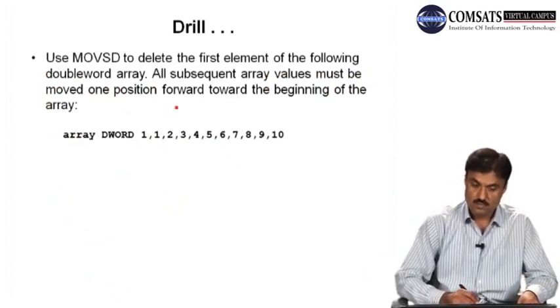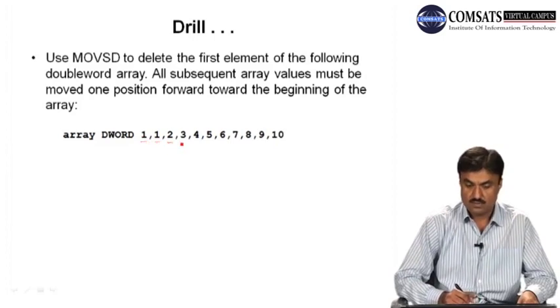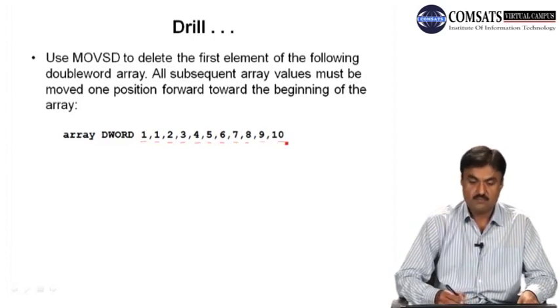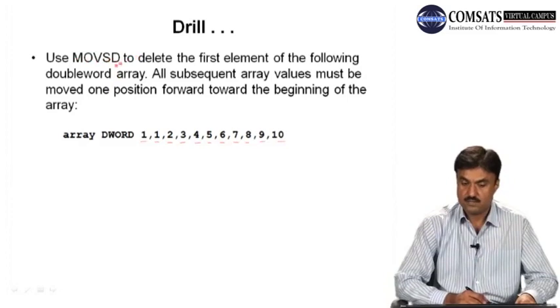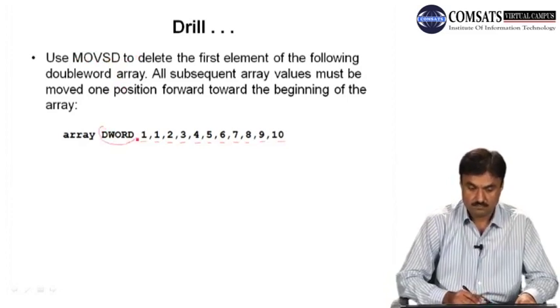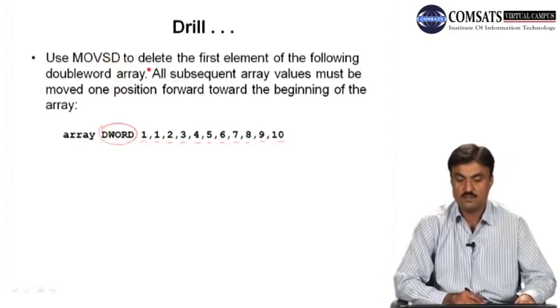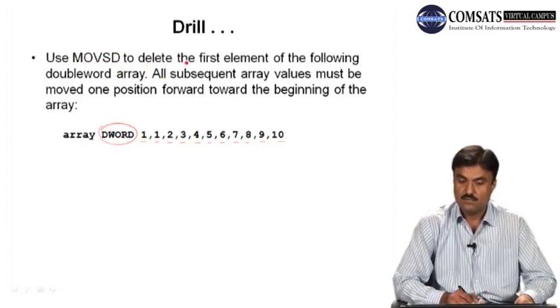For example, we have an array. Its values are like 1, 1, 2, 3, 4, 5, 6, 7, 8, 9, and 10. These are the values. So we want to use MOVSD. So for example, this is a double word array. We want to use MOVSD to delete the first element.